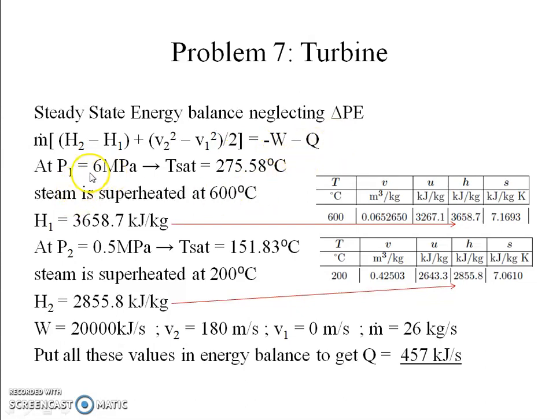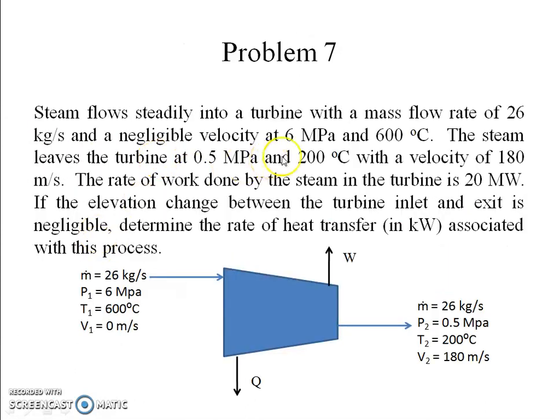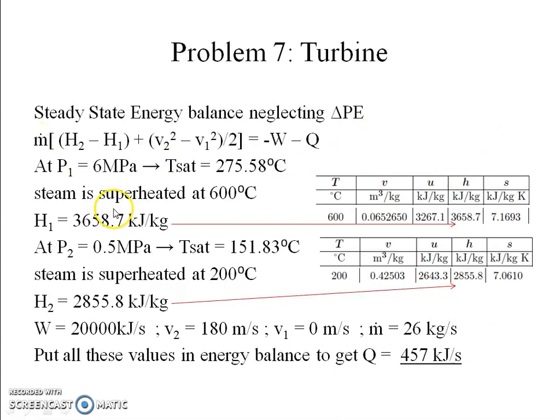Okay, so in this equation, let's see what are the knowns and what are the unknowns. So H2 we don't know, H1 we don't know, mass flow rate we know, it is 26 kg per second, fine. Velocity at the outlet is given, velocity at the inlet we are assuming it to be 0, W is given 20 megawatt, and Q needs to be calculated. So we are going to use this equation to calculate Q, but in order to find out Q, you must first calculate H2 and H1 and then the problem is easy.